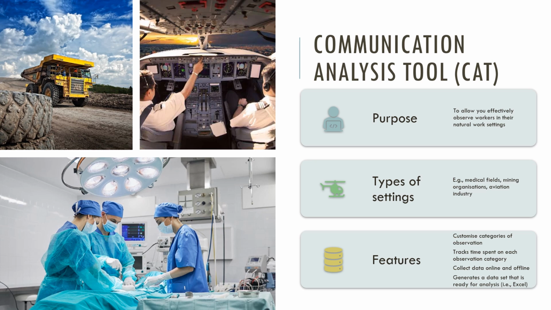The observation targets and categories into which the observations are coded can easily be customized by the app user. The CAT app automatically tracks the time duration of each category of observed behavior by recording a timestamp for when a category is selected and an end timestamp for when a new category is selected. CAT works both in online and offline mode, and when your observations are complete, you can download your observation to a dataset ready for analysis, for example, in an Excel or CSV format.